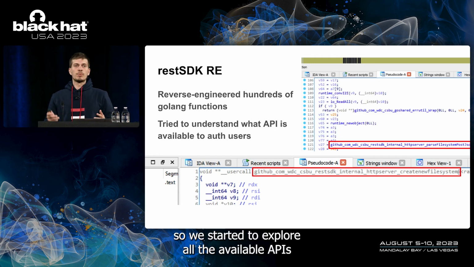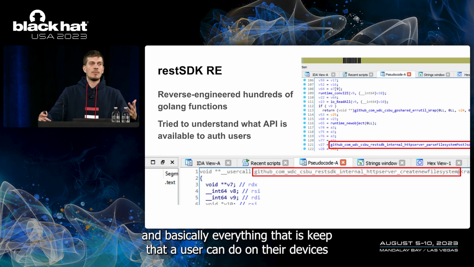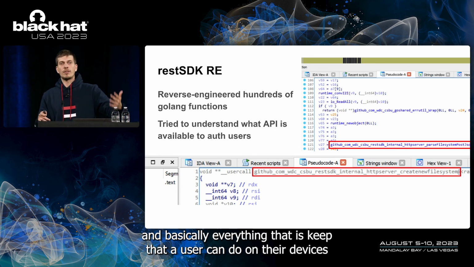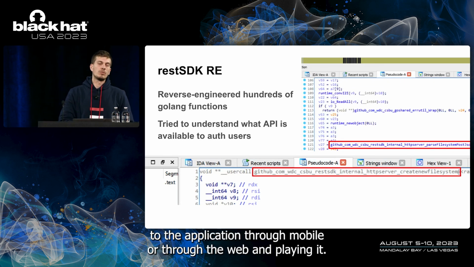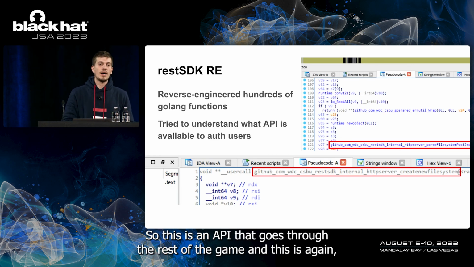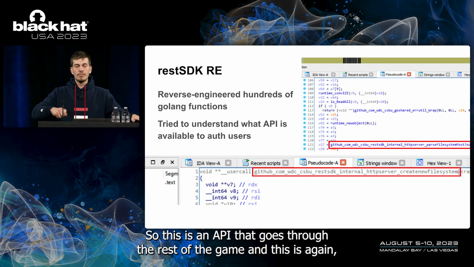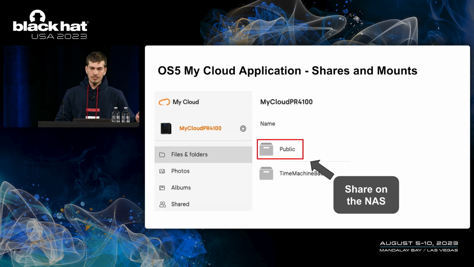So we started to explore all the available APIs and basically everything that a user can do on their devices through normal activity, like logging in to the application through mobile or through the web and playing with it. For example, a user can shut down their devices remotely. So this is an API that goes through the REST SDK, and this is, again, one of the functionalities we researched now as an authenticated user.